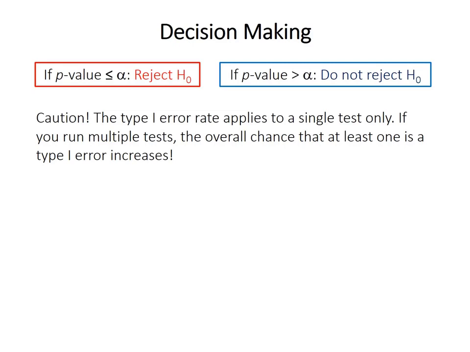Basically, if you run multiple tests, if you sort of dredge through your data trying to find things, the overall chance that you're going to find something that is a type 1 error, one of these false positives or false discoveries, is increased potentially a lot.